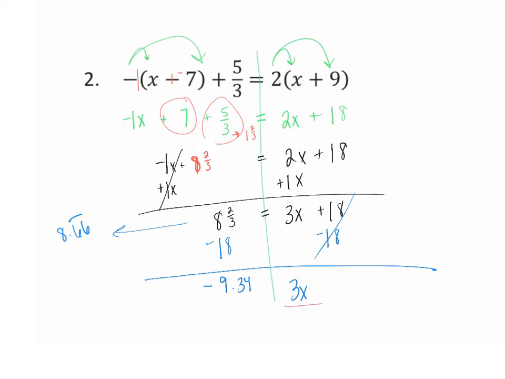I'm trying to get this x by itself, so I divide by 3. I get x equals negative 3.1133 repeating. And that's my answer for number 2.